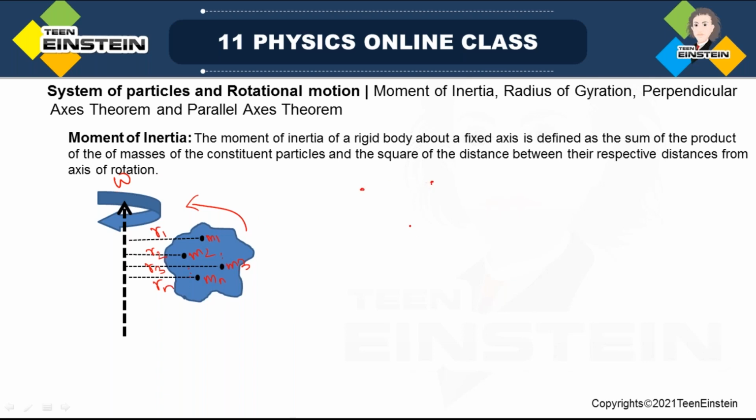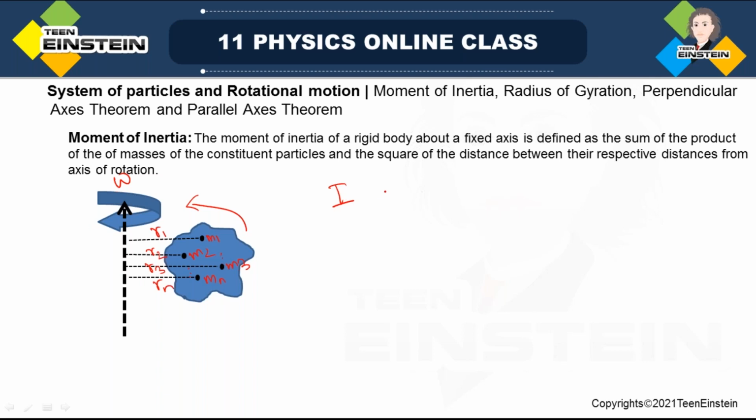So what is the condition? The condition is that the distance between particles will always remain fixed. That is the definition of a rigid body. So a rigid body can be considered as constituted by many such particles, and this rigid body is rotating about this axis.